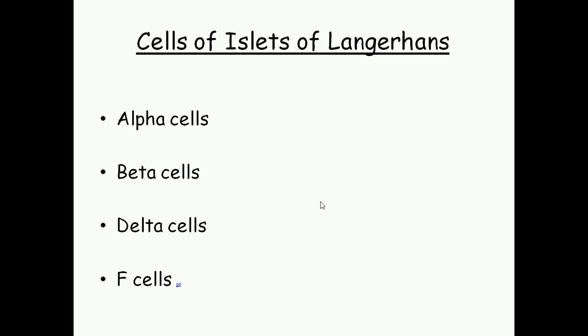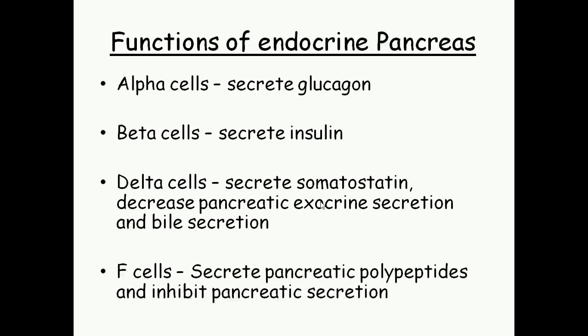The cells are the alpha cells, beta cells, delta cells and the F cells. The alpha cells and beta cells are mainly responsible for the secretion of glucagon and insulin. The delta cell is responsible for the secretion of somatostatin. These are the various secretions: the alpha cells secrete glucagon, beta cells secrete insulin, delta cells secrete somatostatin.